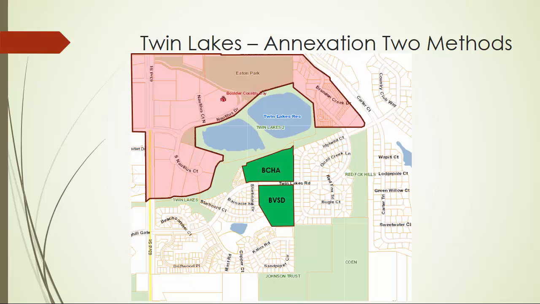A second way to establish contiguity is to use this parcel of land shown in blue. This is county-owned open space, and the Lobo Trail traverses the length of this property. If this property were annexed first, then the contiguity of the Boulder County Housing Authority parcel could be established, and the Boulder Valley School District property would follow. This is where it gets dicey.